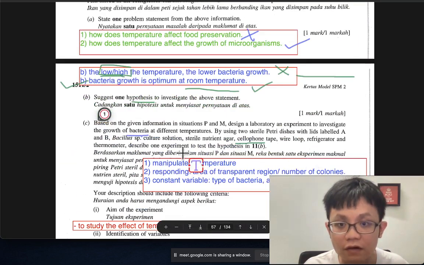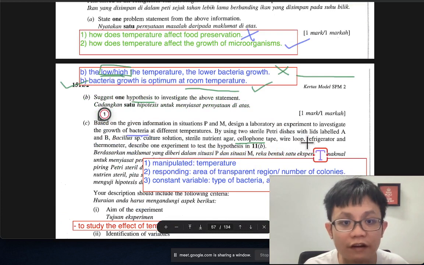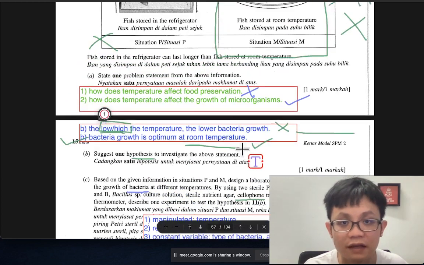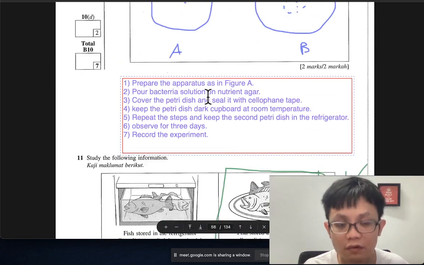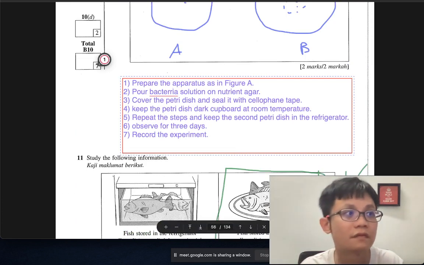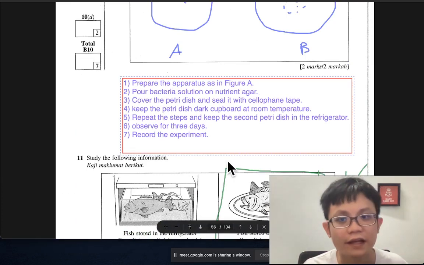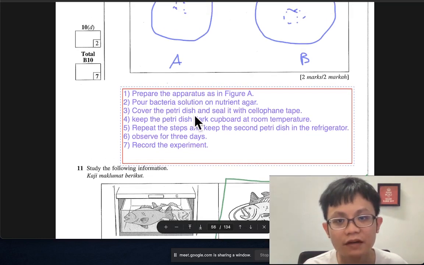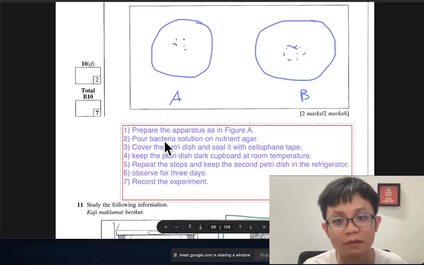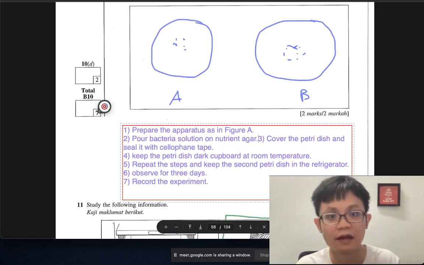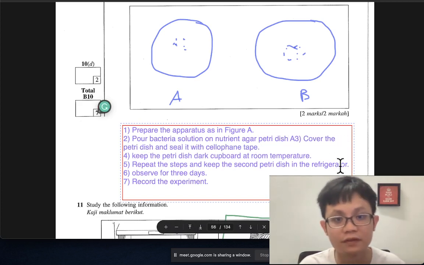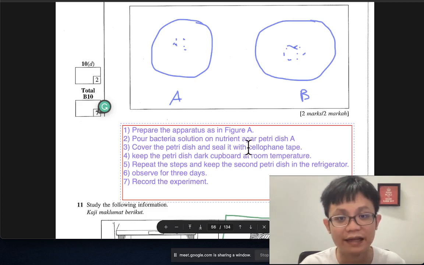Wait, let me read the question for a while. They have a wire loop, refrigerator, thermometer, sterilized culture solution. Okay, wire loop. What's the wire loop for? Okay, so prepare apparatus figure A, pour the bacteria solution on nutrient agar. This one, maybe you want to say, pour bacteria solution on nutrient agar in petri dish A, for example, so that it is clear that you want to pour it on petri dish A.